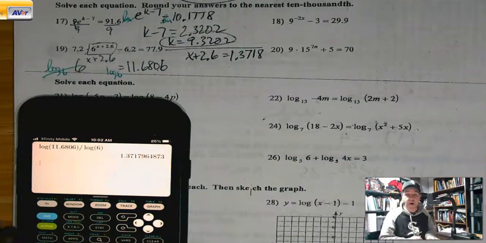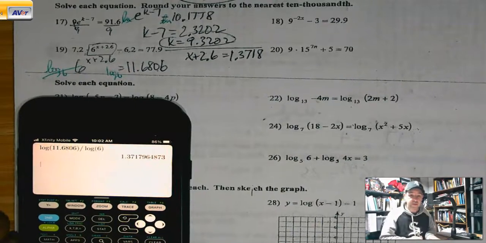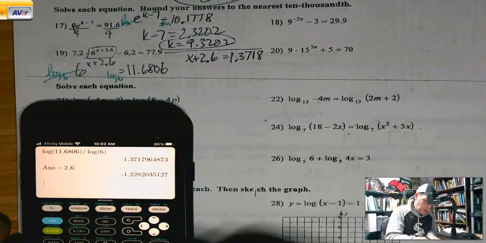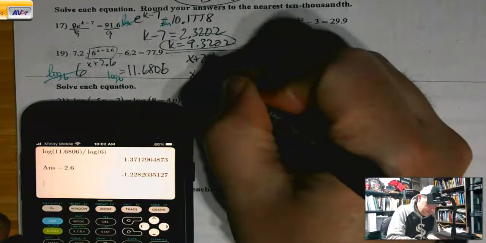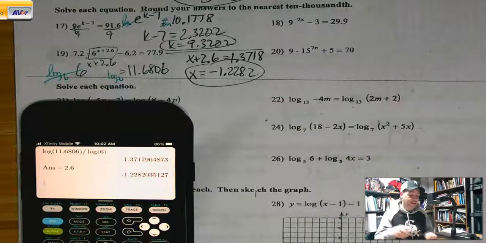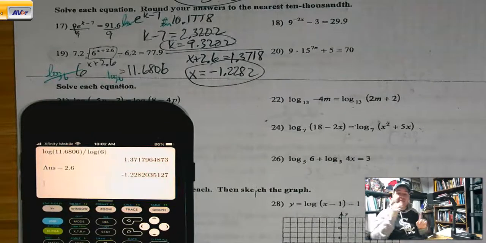1.3718, because that's going to round up. And subtract the 2.6. X equals negative 1.2282. Now, yes, our feelers go up when we get the negative answers.